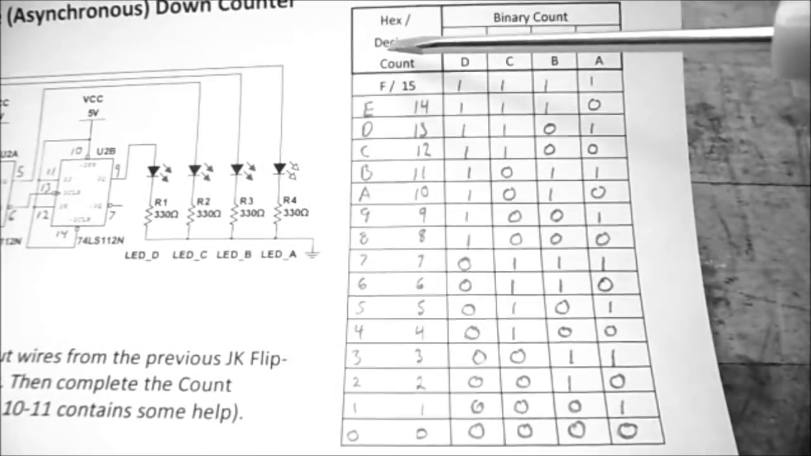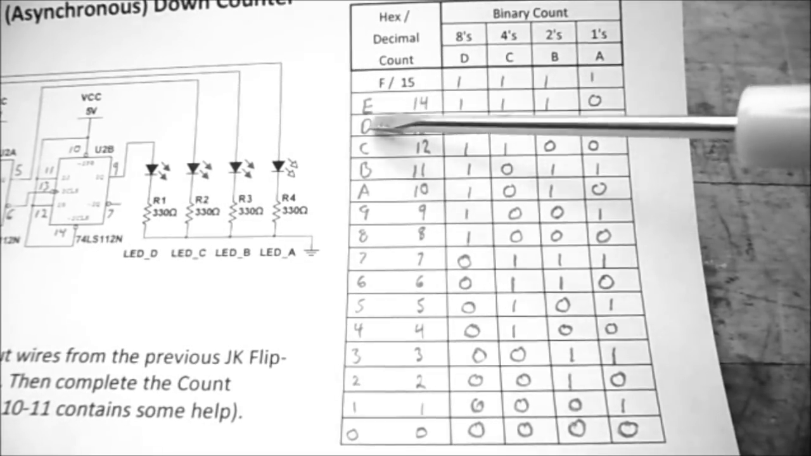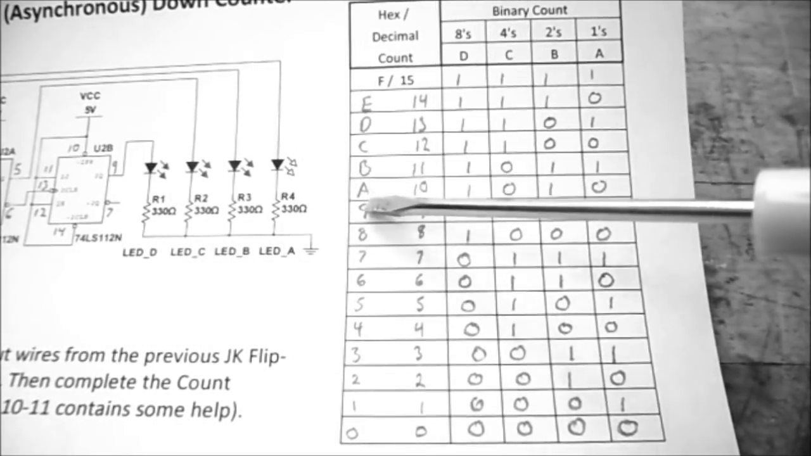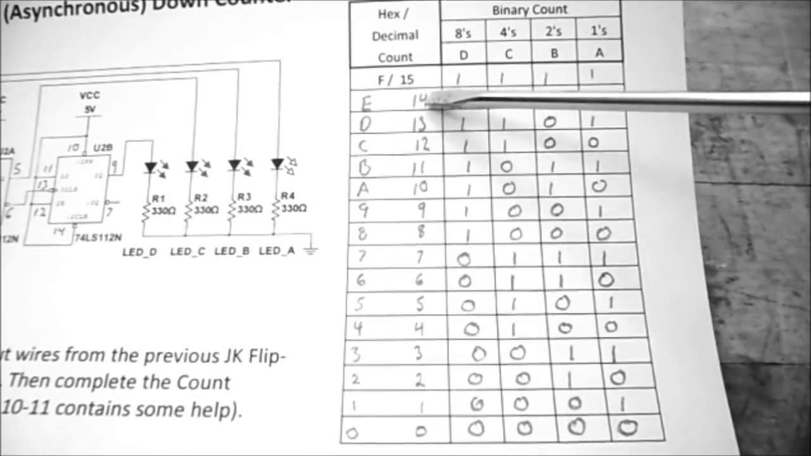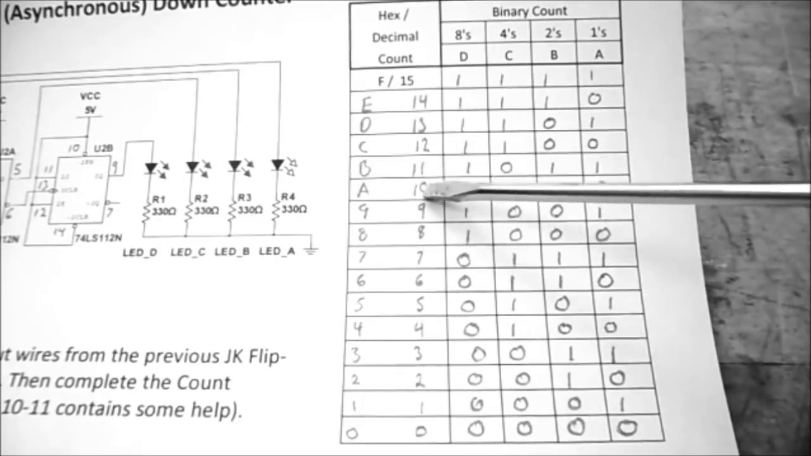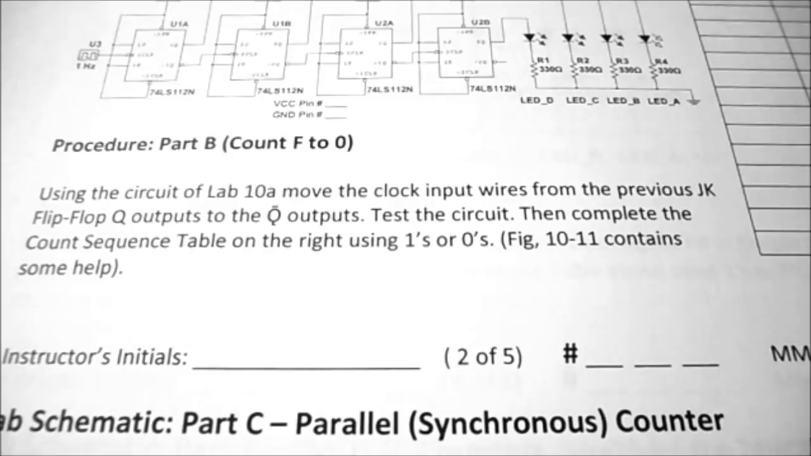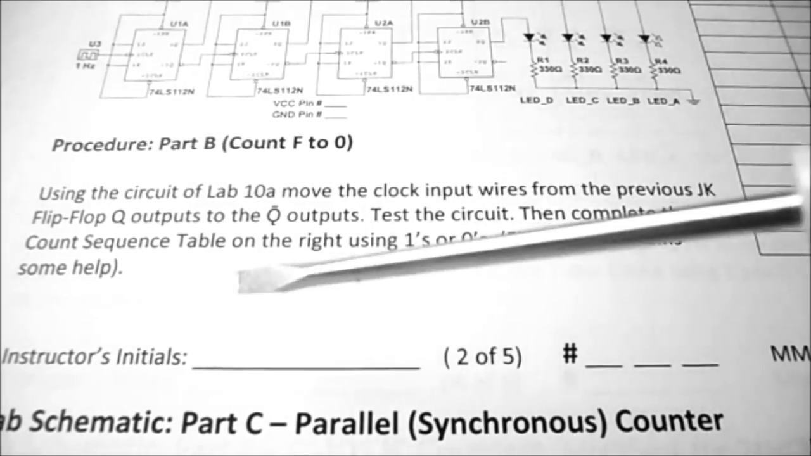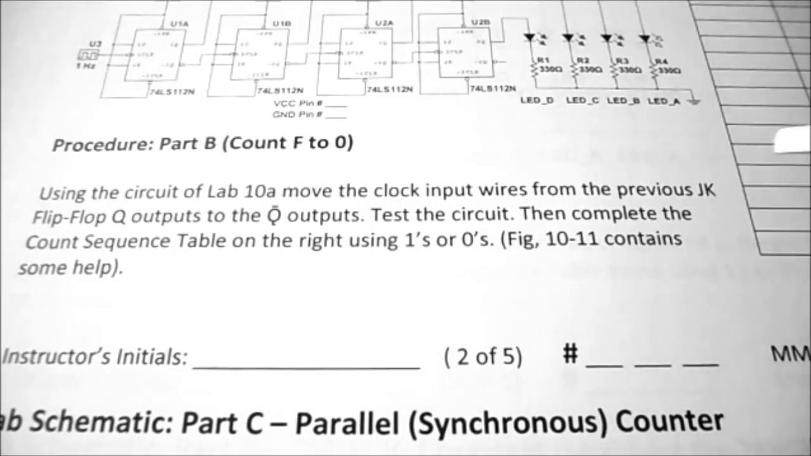Then filling in our hex decimal count, you can see we started F, E, D, C, B, A, 9 down to 0. And our decimal count 15, 14, 13, 12, 11, 10, 9 down to 0. Once you've wired up your circuit for part B of the lab and verified that it is working, demonstrate it to your instructor so that they can initial it to indicate that it is complete.